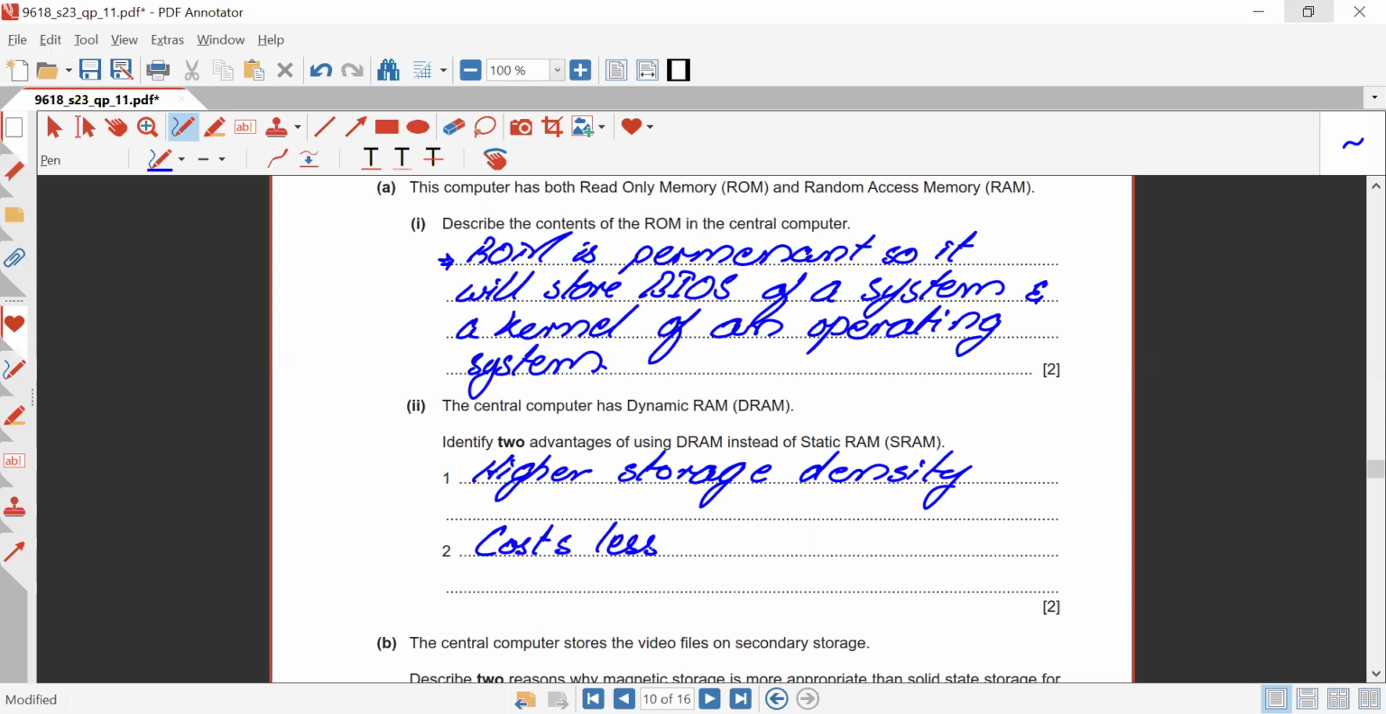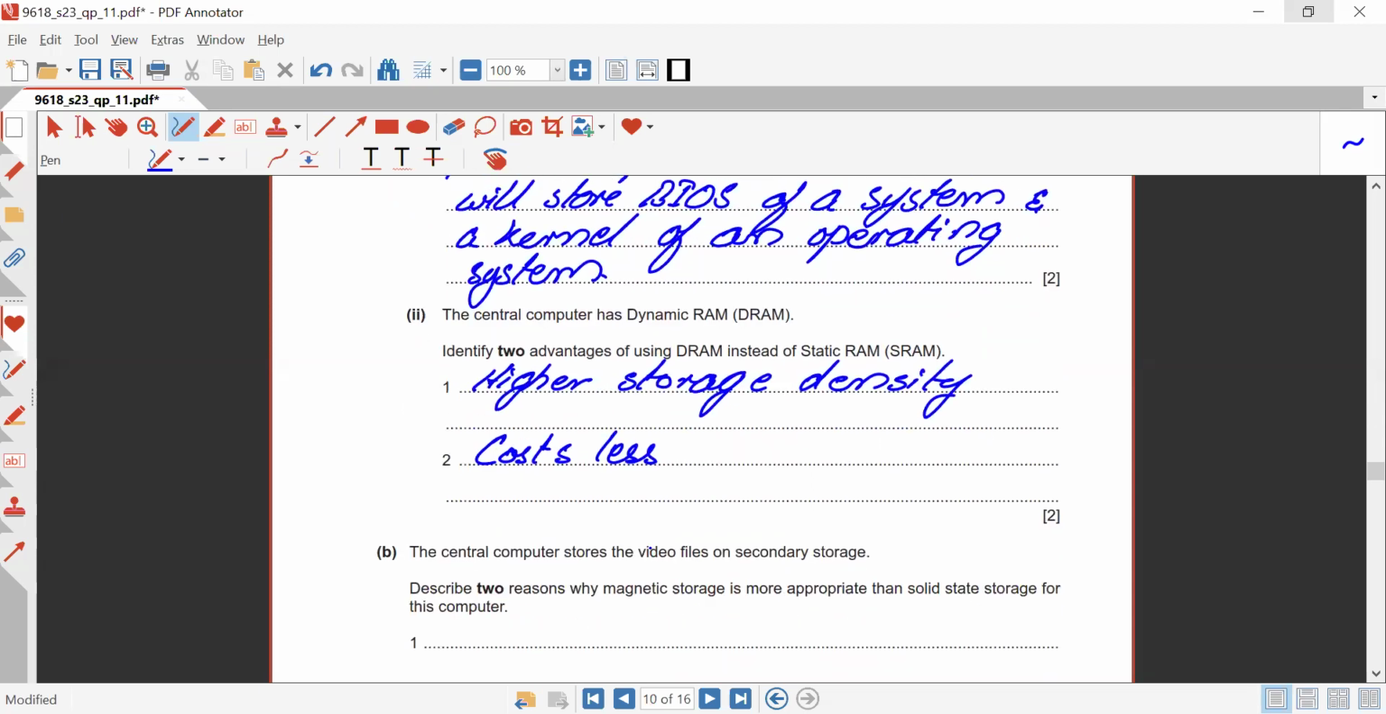Okay, you could also write down that it may process heavier data as compared to the SRAM, because we are utilizing DRAMs when we need to process heavy graphics and all.